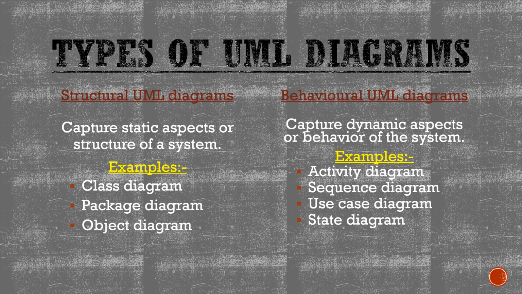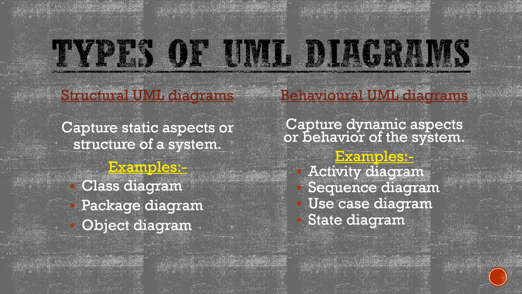Now, mainly there are two types of UML diagrams. The first one is the structural UML diagram. The structural UML diagram represents the static aspects or the structure of a system. Its examples include class diagram, package diagram, and object diagram.